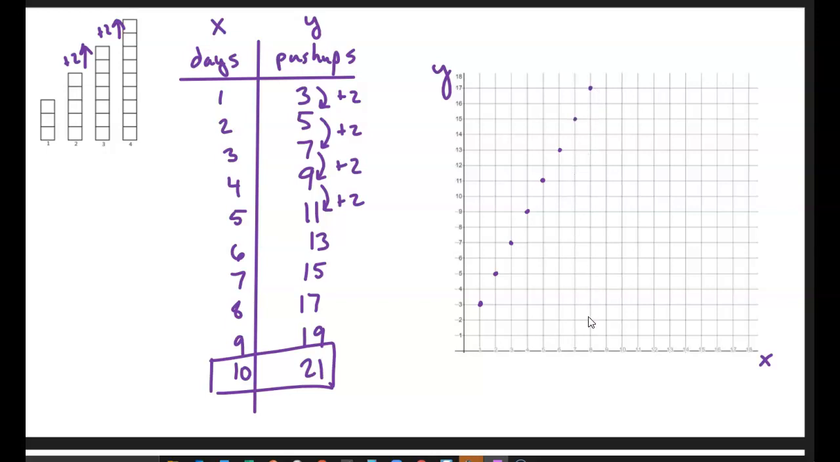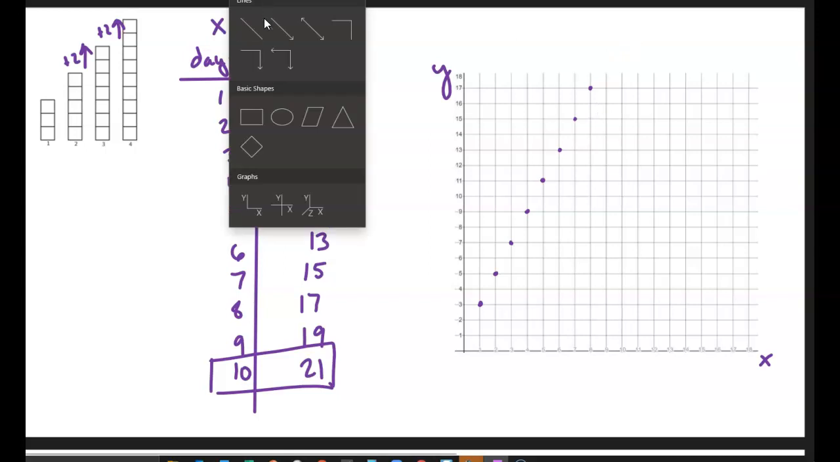And notice we only got to 8 here. We'd have to keep going up. We'd go off this chart, off this graph.